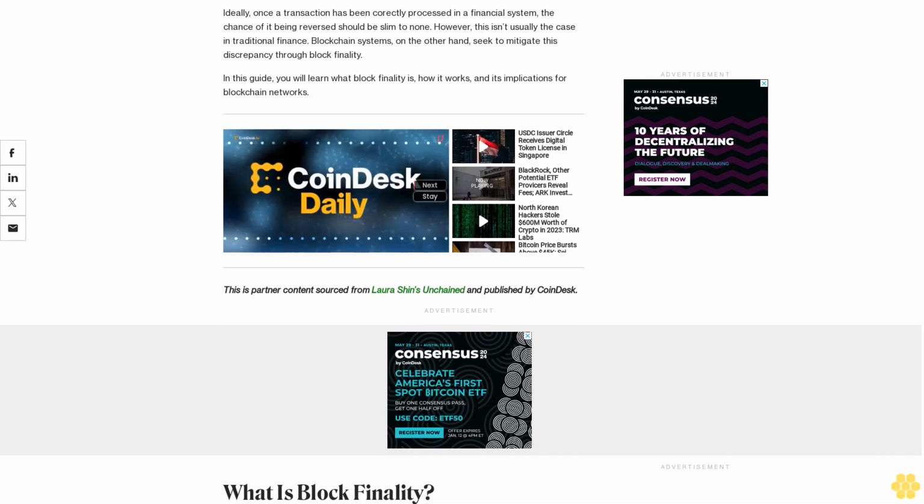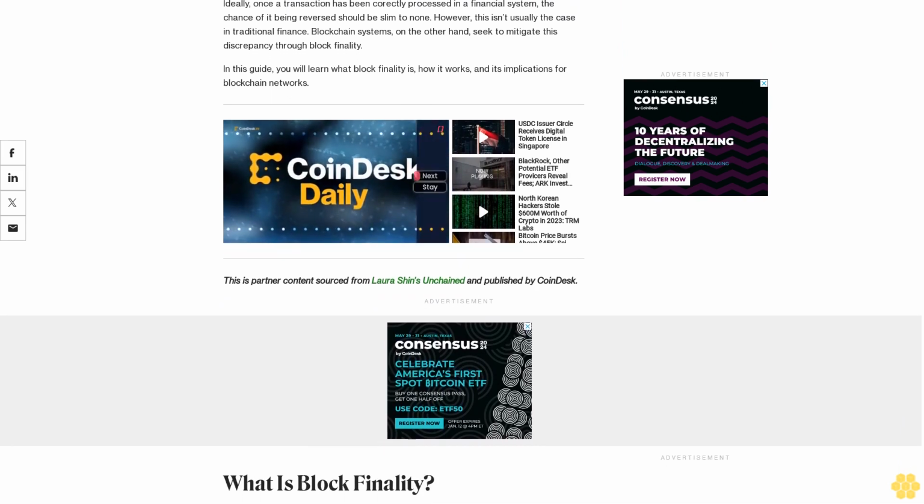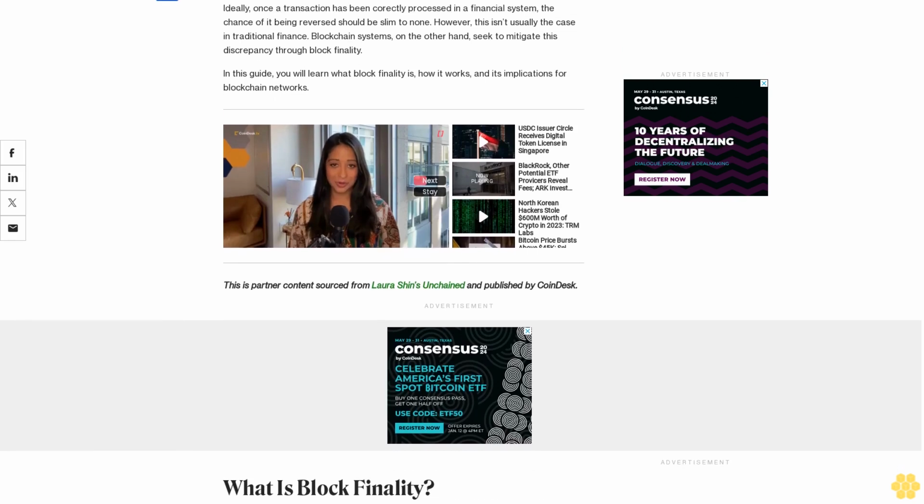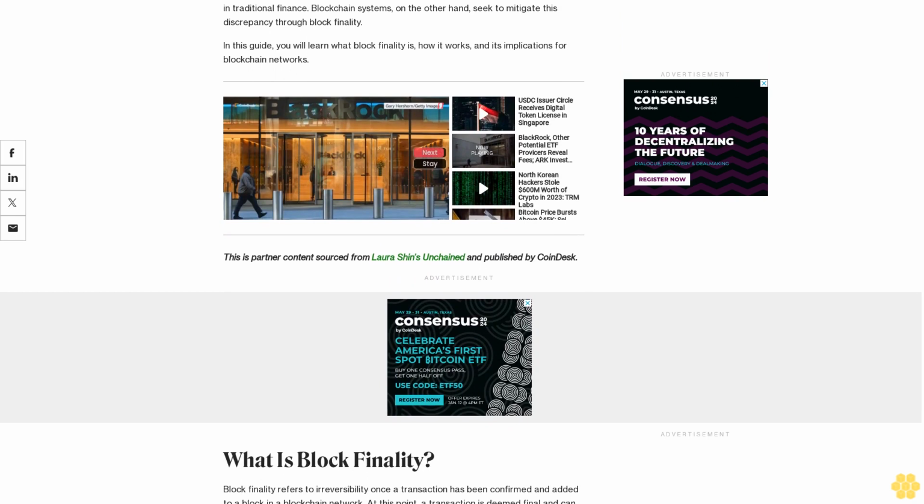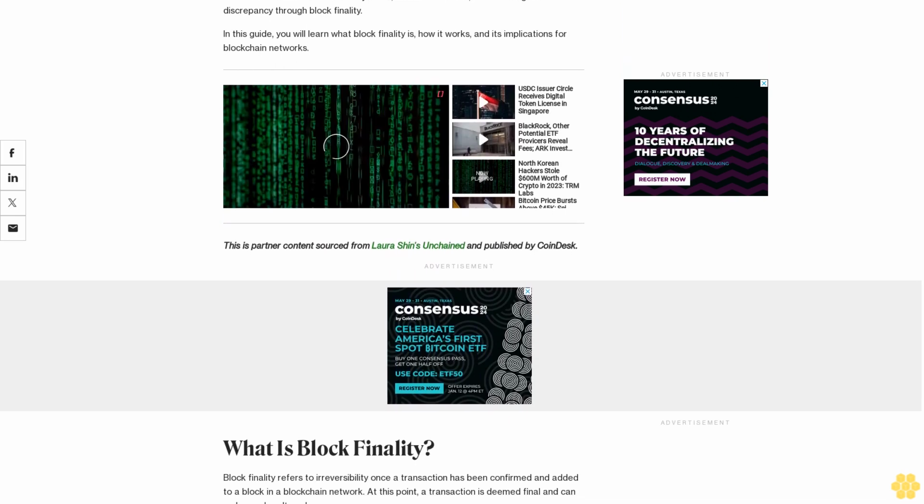Block finality and latency work parallel to each other in blockchain networks. This means a blockchain's finality rate is strongly linked to its latency level, which measures the time between submitting a valid transaction and its eventual confirmation on-chain.